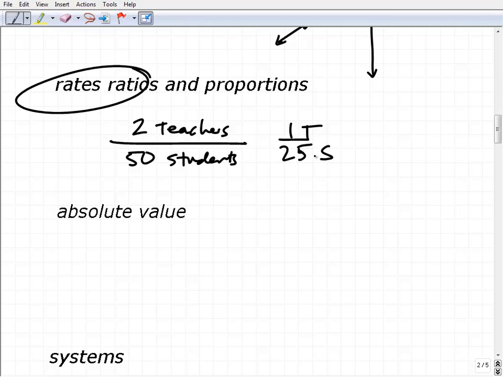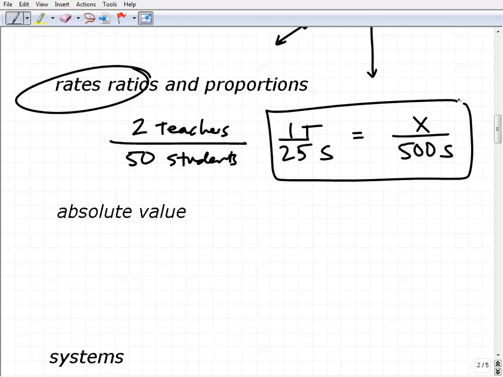Now, a proportion problem would be: if there's one teacher to 25 students, how many teachers would we need if we have 500 students? This would be an example of a proportion, and a proportion in mathematics is two equal fractions or two equal rates and ratios. So this is really a pretty big topic as well, and you'll definitely see a few problems, I would imagine, on the new GED.